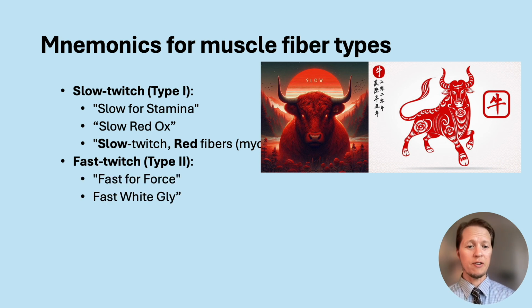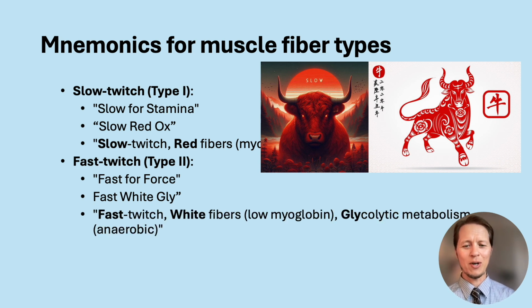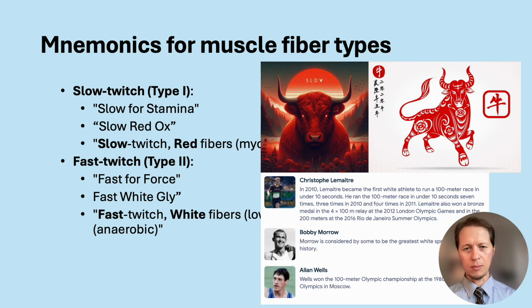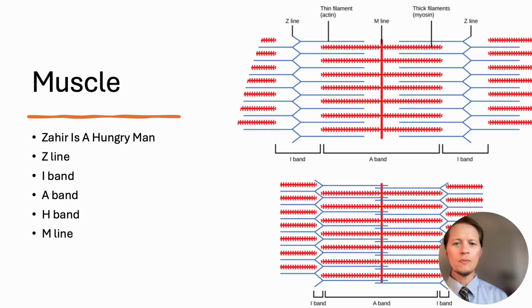Type 2, right? Fast for force, or the fast white gly. Fast twitch white fibers and glycolytic. I am certainly not a fast white guy. I did run track when I was in high school, but I was a slow white guy. These are examples of fast white guys. I encourage you to read more about them if you are interested. But that's type 2.